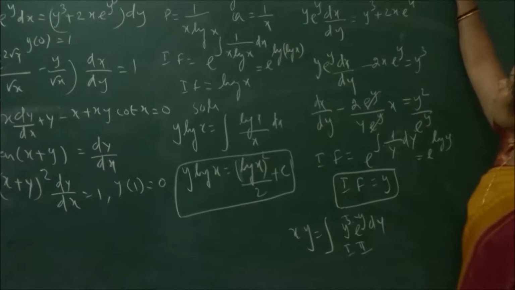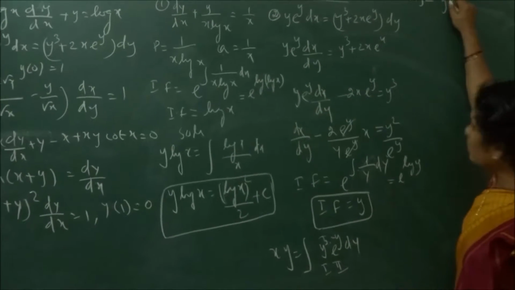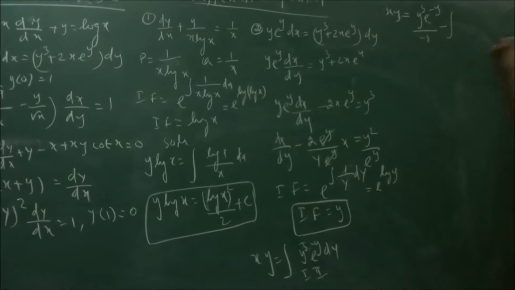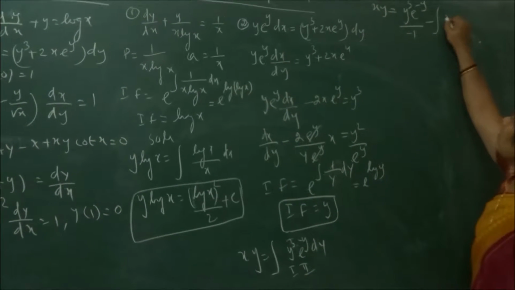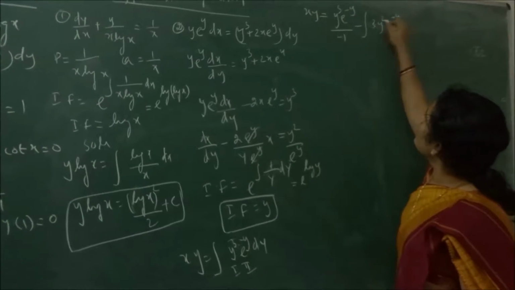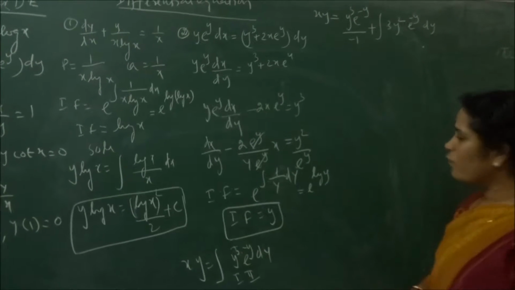If I do by parts here, xy equals first function into integral of second function, minus integral of the differentiation of first function, that is 3y^2, into the integral of the second function, e^y. Here the minus 1 becomes a plus 1 into dy. Again go for by parts.